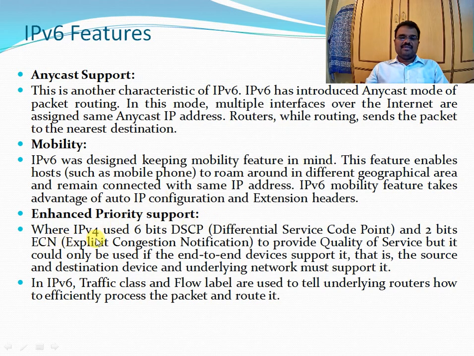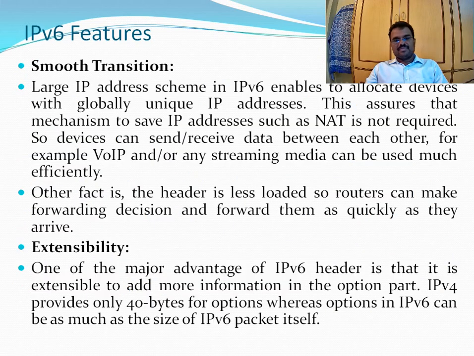Enhanced priority support. IPv4 used 6 bits DSCP, differentiated services code point, and 2 bits ECN, explicit congestion notification, to provide quality of service, but it could only be used if the end-to-end service supports it. That is, the source and destination device and the underlying network must support it. Whereas in IPv6, traffic class and flow label are used to tell underlying routers how to efficiently process the packet and route it.